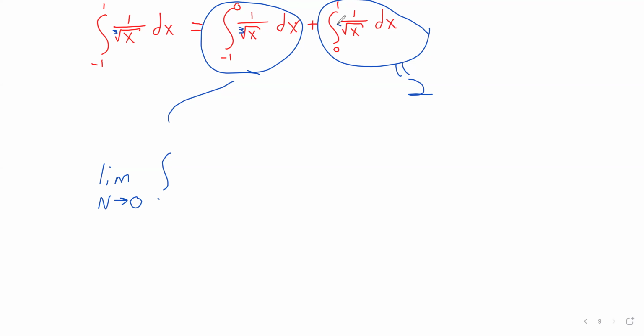But let's just change this problem slightly from the square root to the cubed root. Now there's not going to be a problem. We can take the cubed root of a negative number. So this is going to be x to the -1/3. So we go from -1 to n. We've got x to the negative 1/3 dx.